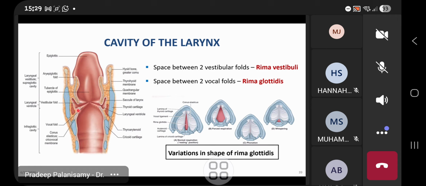What happens when these two things close? You will not be able to breathe. When you're whispering, they lie together, and during forced respiration or normal respiration, you always see a gap between them.